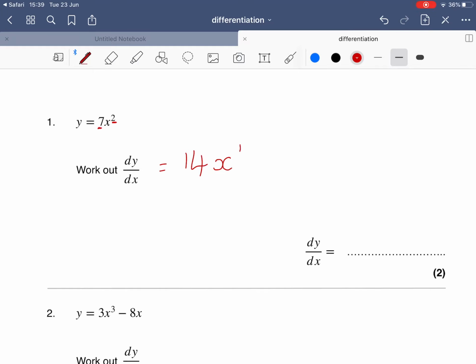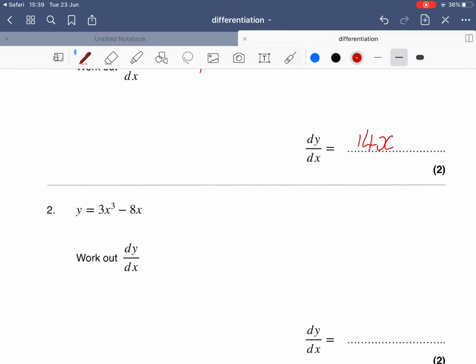Obviously, if you had to the power of 0, then you can get rid of your x. But in this case, it's just 14 x to the power of 1, which can be written as 14x. So the differential of y equals 7x to the power of 2 is just 14x. And you do that for each variable that is attached.